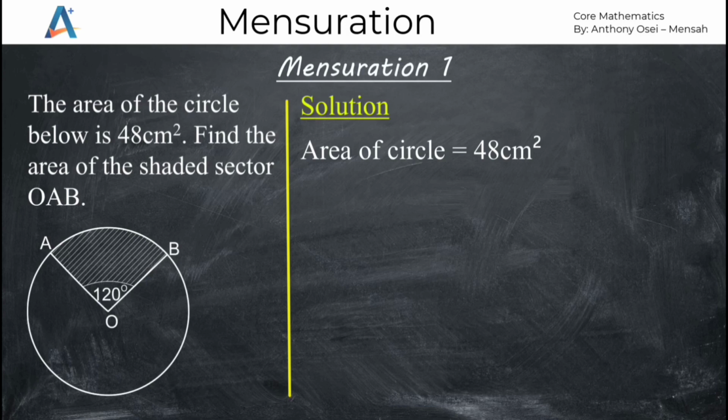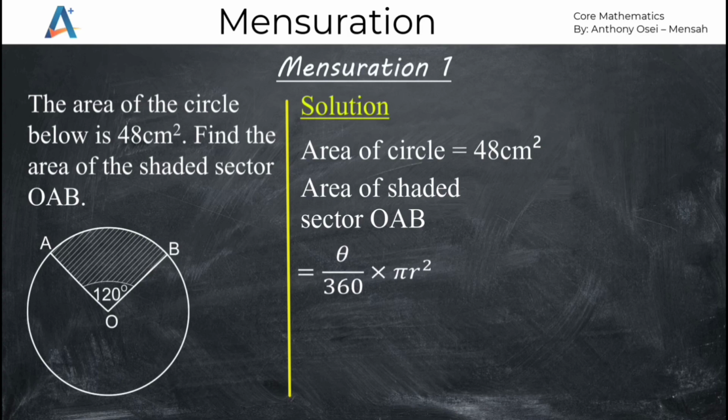Now we know that a sector is this particular one here, and that sector is the minor sector. So if the shaded sector is a minor sector, then the area of the shaded sector, which is OAB, will become theta over 360 degrees times pi r squared. Now, if you analyze this formula, you realize that theta has been given and it is 120 degrees from the diagram. But pi is not there and the radius is not there.